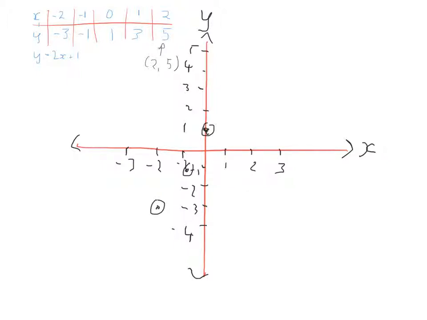The next point is 1, 3. So I go across to 1 on the x-axis and then up to 3 on the y-axis. So that's my next point. Oops, that's no good, is it? Try that again. Like so. And then I've got 2, 5. Again, there's 2 on the x-axis, there's 5 on the y-axis, so there's the point there. And I'll just circle it.